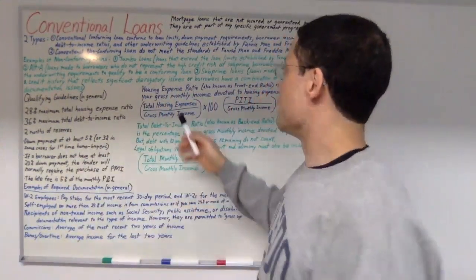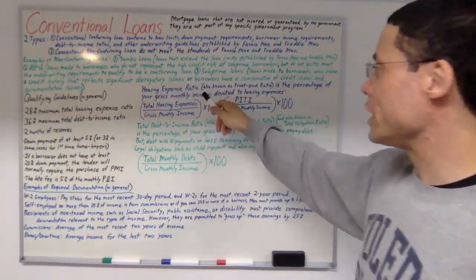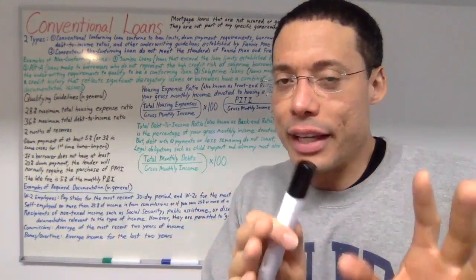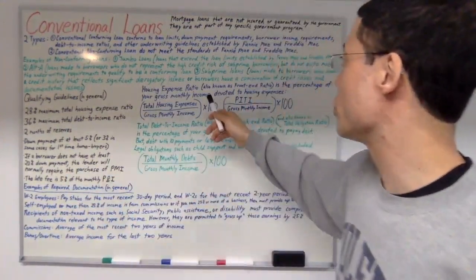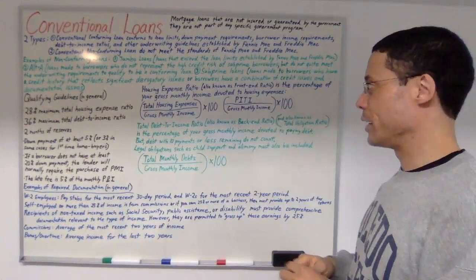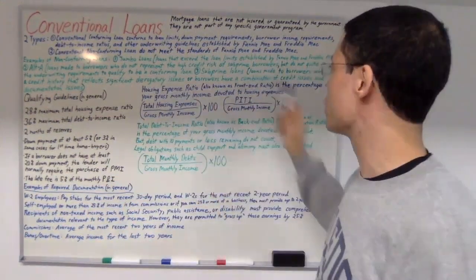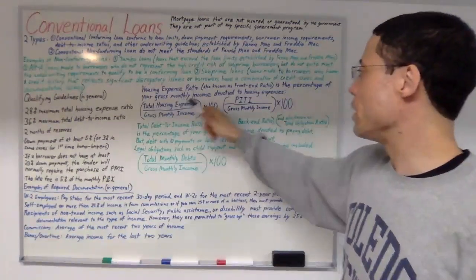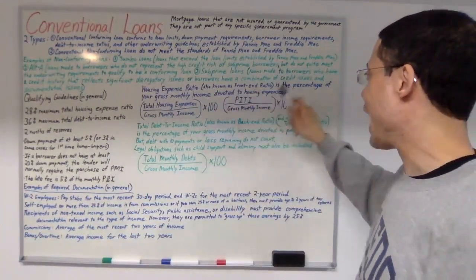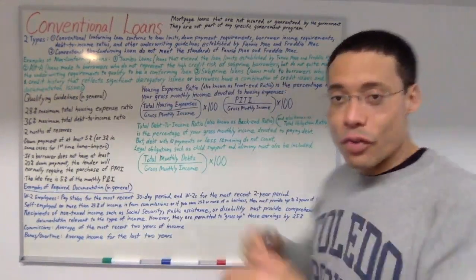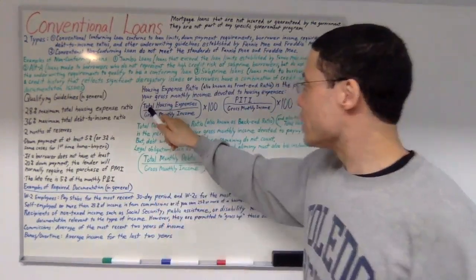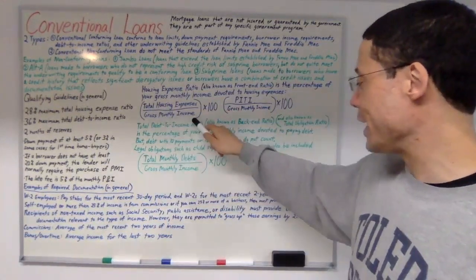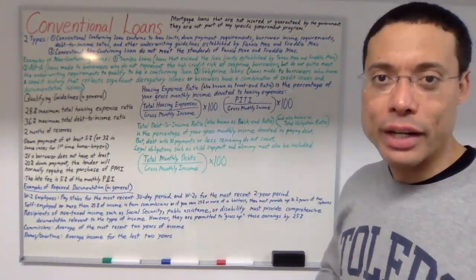Here it is, the housing expense ratio, and it is also known by another name. What's the other name for the housing expense ratio? It's also called the front end ratio. The housing expense ratio, also known as the front end ratio, is the percentage of your gross monthly income devoted to housing expenses. To write that out as a calculation, you would take the total housing expenses divided by the gross monthly income, and then multiply that by 100.